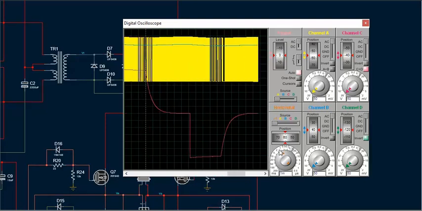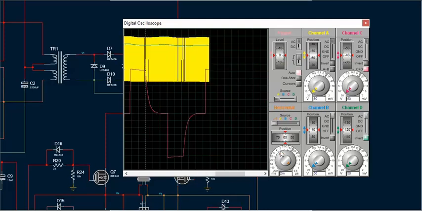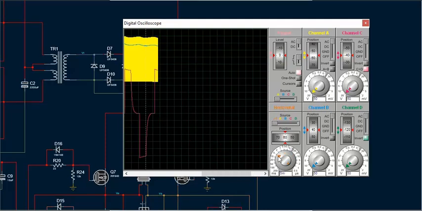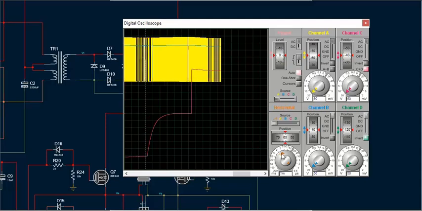That's it. This completes the measurements of the TL494 based modified sine wave inverter.